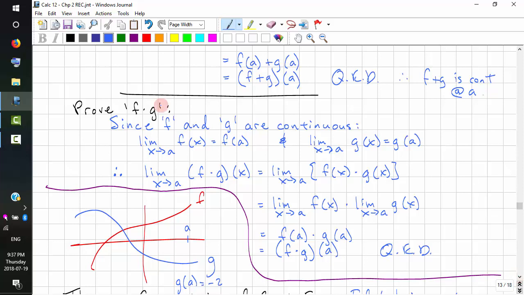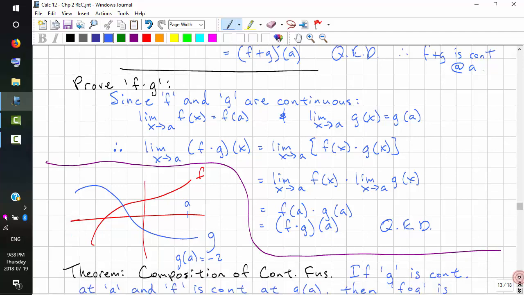And here's the proof of f times g. It's very similar. And you should do the proofs for f minus g and f divided by g on your own. And you should have something very similar. Try to not look at this when you're doing the proofs and then compare your answers. That way you'll check to see if you actually understand it.